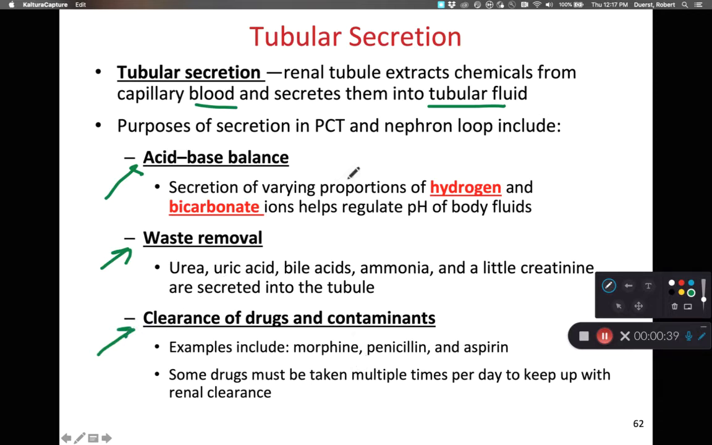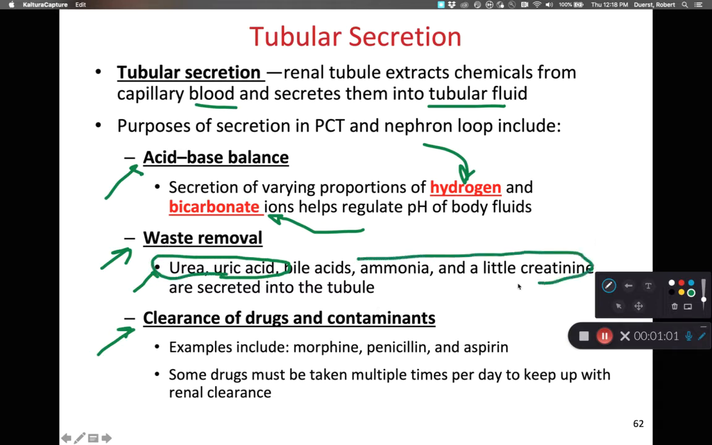In particular, when it comes to acid-base balance, depending on our blood pH, we'll either get rid of hydrogen ions or get rid of bicarbonate ions through tubular secretion. There are also various waste products that we need to actively remove from the blood, and that includes urea and uric acid. We have some more nitrogenous compounds, with ammonia and creatine. We also can have bile acids being actively removed via tubular secretion.